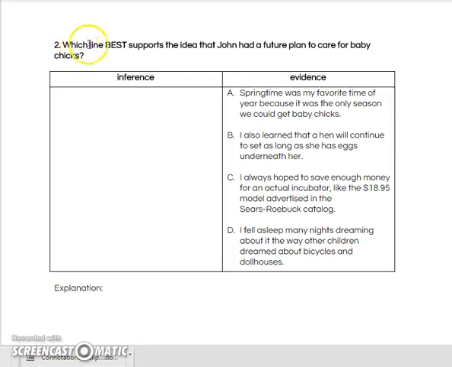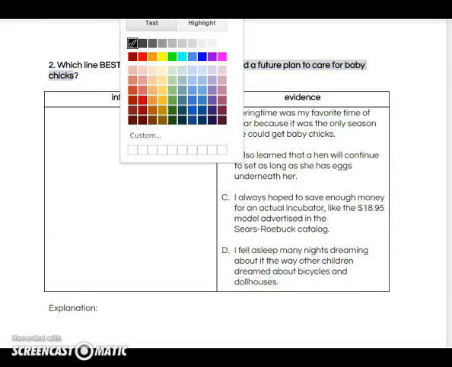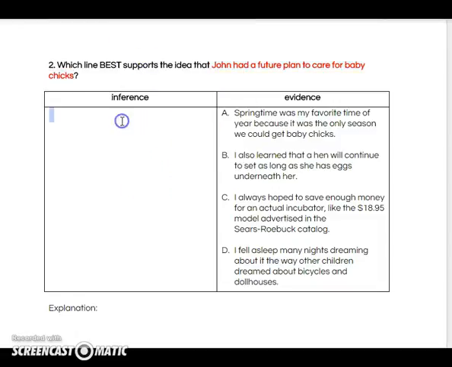Let's look at question 2. Which line best supports the idea that John had a future plan to care for baby chicks? So again, I just have to look and I have to find the inference. Remember what we talked about before, that an inference is an idea. So we're looking for evidence that supports the idea, my inference, John had a future plan to care for baby chicks.